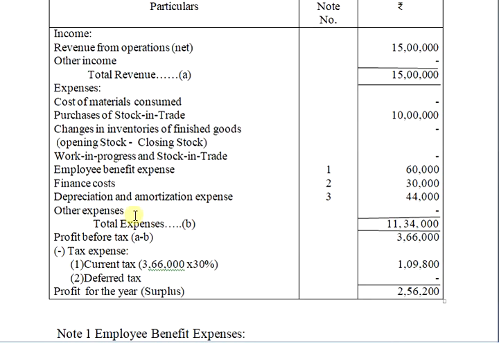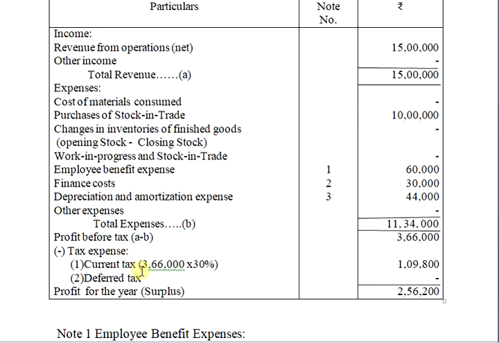So we got the other expenses as nil. Total expenses we got 11,34,000, my dear students. So total revenue A is 15 lakhs. Total expenses B is 11,34,000. Profit before tax is A minus B. How much is A here? 15 lakhs minus this B, 11,34,000. You will be getting 3,66,000. So this 3,66,000 will be profit before tax, A minus B.